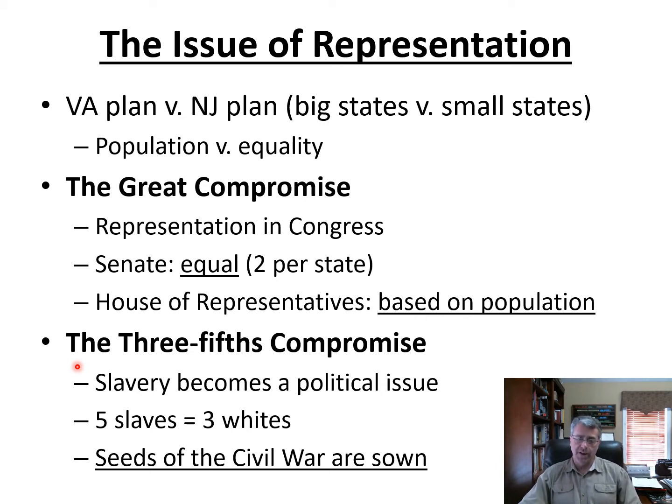And there was also a tax angle here too. The 3/5 of the slave population would also be used to calculate the direct tax that states would pay to the federal government. So with this 3/5 compromise, 3/5 of the slave population will be used for the purposes of representation in Congress. And it's at this point that we can see this debate over how slavery will factor into the issue of representation.